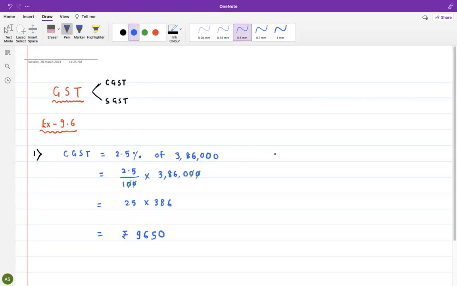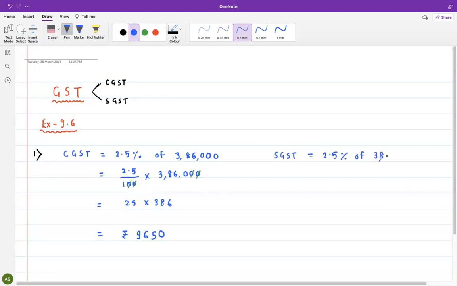9650. Now SGST was also asked, so what will SGST be, students? That will be the same, 2.5%, and it will also be on the whole amount, 3,86,000. So there is no need to calculate it again, you can write directly that this is going to be 9650. And this is the solution of this question: the CGST and the SGST on the bill is 9650. Okay, so moving ahead to the next question now.